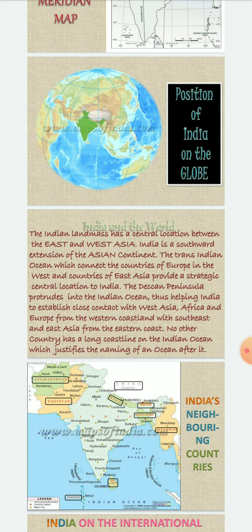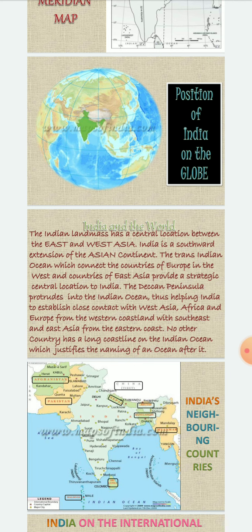The Deccan Peninsula protrudes into the Indian Ocean, thus helping India to establish close contact with West Asia, Africa and Europe from the western coastland, and with Southeast and East Asia from the eastern coast. No other country has a long coastline on the Indian Ocean, which justifies the name of the ocean after it.